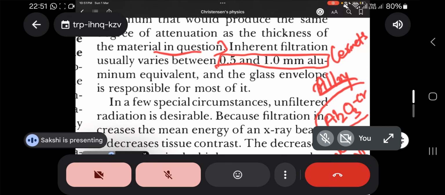Pyrex glass and borosilicate. So now it is a special alloy material.